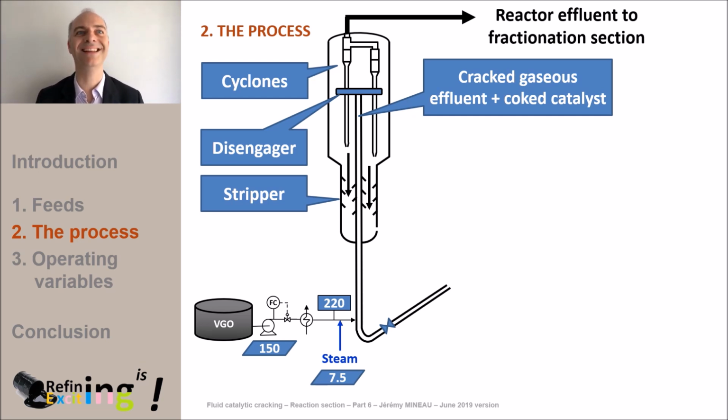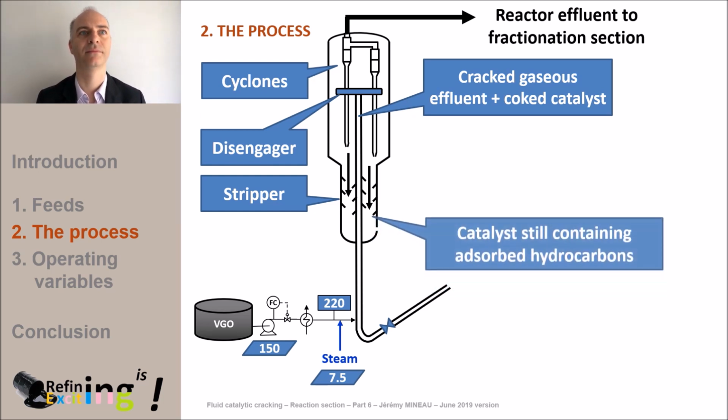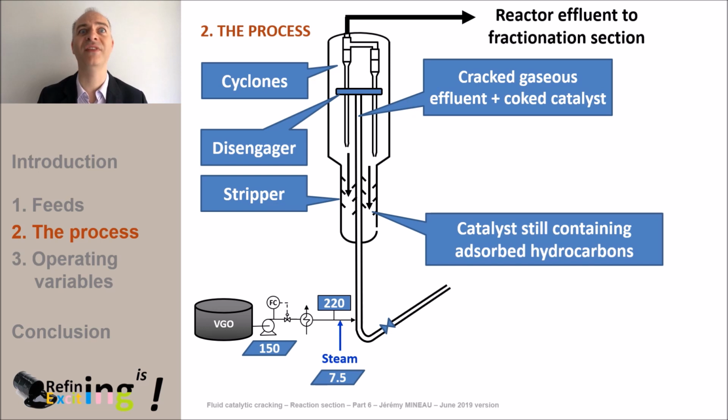On this coked catalyst, there remain a residual amount of adsorbed hydrocarbons. It is therefore necessary to desorb these hydrocarbons before routing the catalyst to the regeneration section. To do this, steam is injected. The purpose of this steam is to re-entrain the adsorbed hydrocarbons towards the reactor and ultimately to the fractionation section. The steam injection typically corresponds to between 2 to 3% of the feed rate. It means that for our case, about 5 tons per hour of steam will be considered.